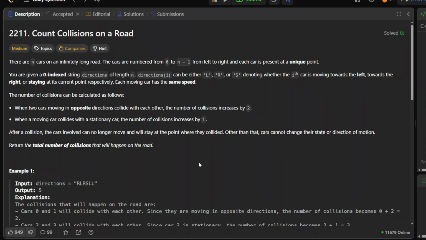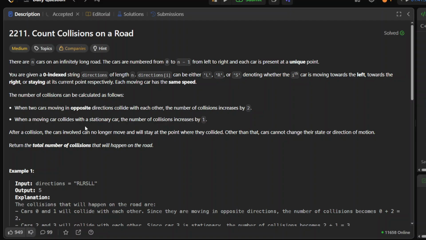Today's problem is count collisions on the road. So in this problem, we are given n cars on an infinitely long road, numbered from 0 to n minus 1, and each car is present at a unique point. We are also given a zero indexed string directions of length n. Direction i can be L, R or S. They denote in which direction the ith car is moving. So S is for a stationary object, L and R for left and right movement.